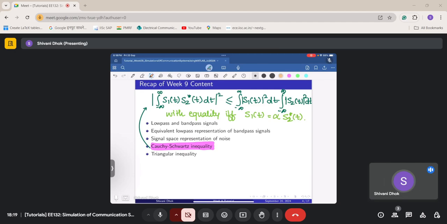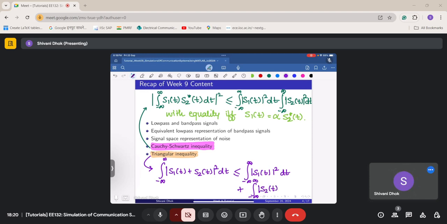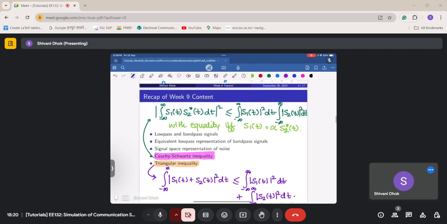And another inequality that we looked at was the triangular inequality. This triangular inequality is given by the integral from minus infinity to infinity of magnitude of s1(t) plus s2(t) square dt is less than or equal to the integral from minus infinity to infinity of magnitude of s1(t) square dt plus the integral from minus infinity to infinity of magnitude of s2(t) square dt. Okay, so these two inequalities we had discussed.